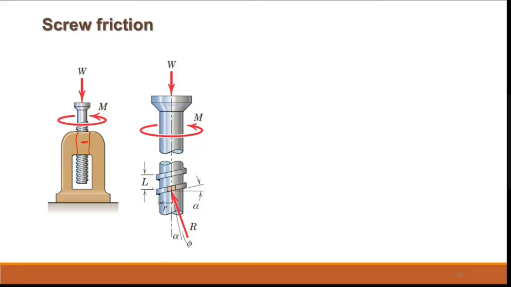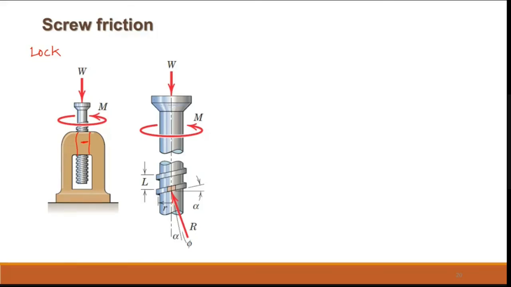So what is the purpose of this friction? I apply it so that it has to lock. Whatever weight I am lifting, it has to lock. Because when I rotate this, it will lift. When I release the rotation, it should not come down, right? So the screw has to lock whatever I have lifted. So the position should be the same. In that case, we use this screw friction, right?